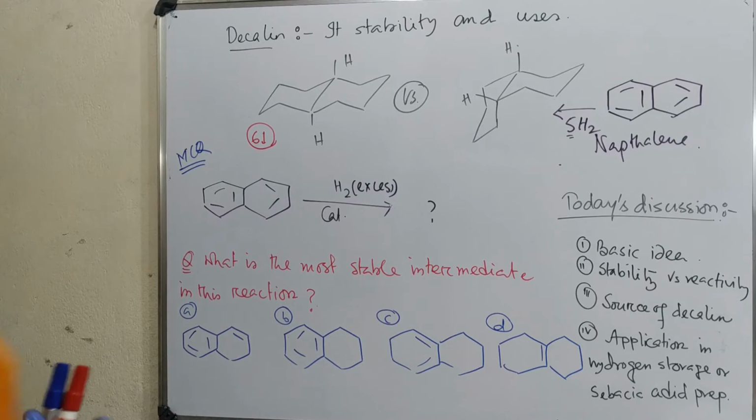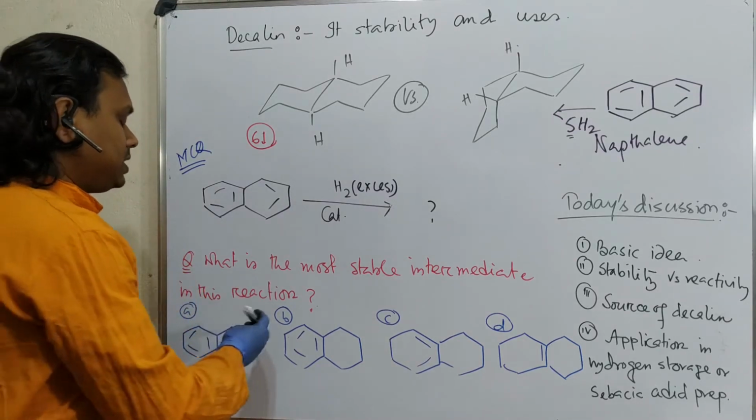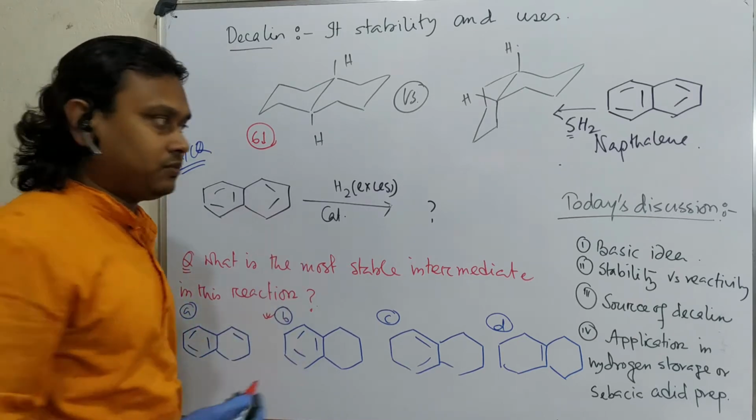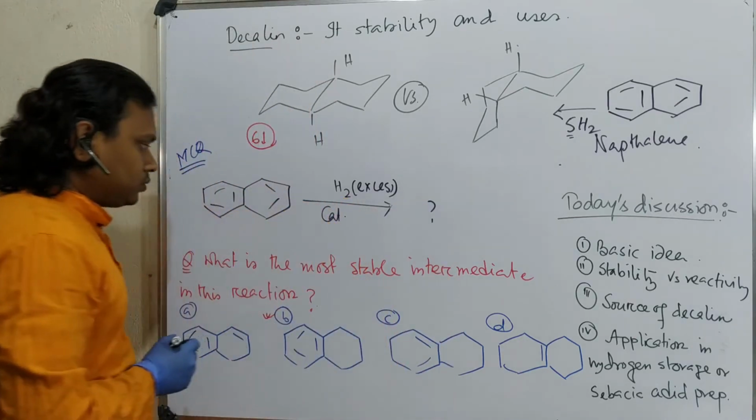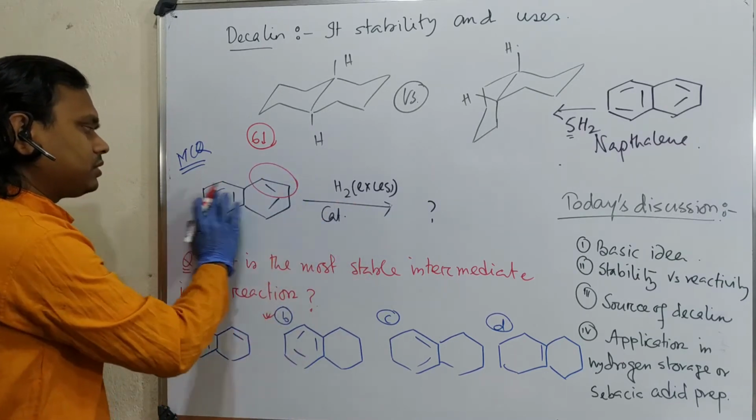When the intermediate has some specific stabilization energy. And the answer of this problem is this tetrahydronaphthalene. Why? Because just look at first hydrogenation, what it will do? One double bond will reduce anywhere.